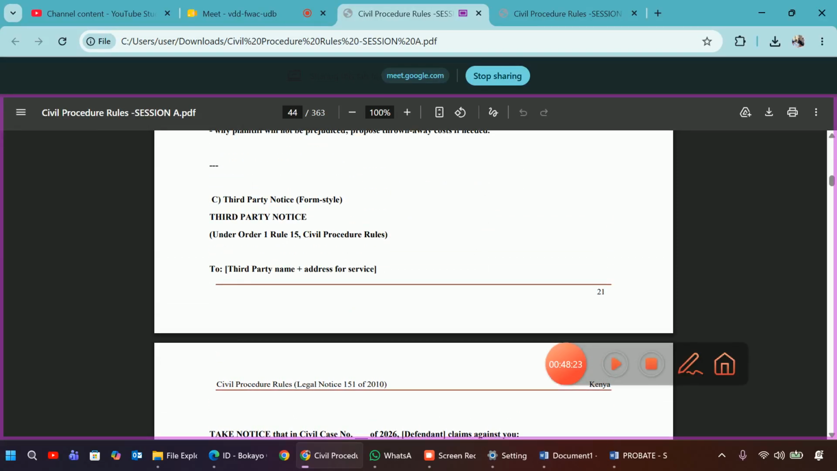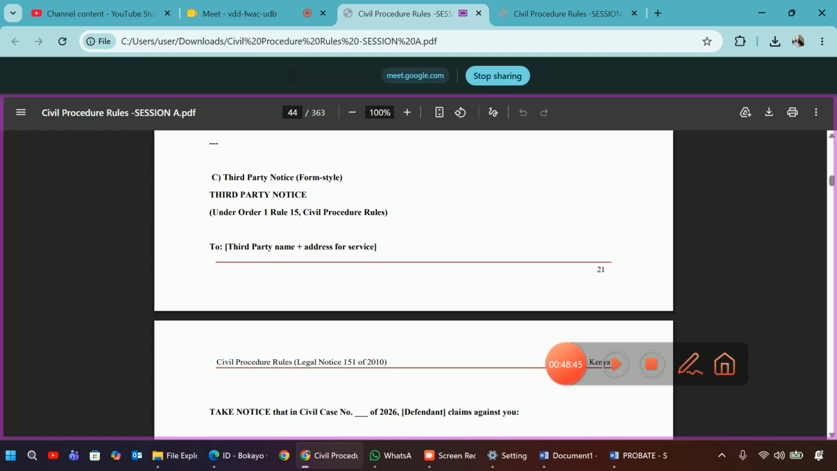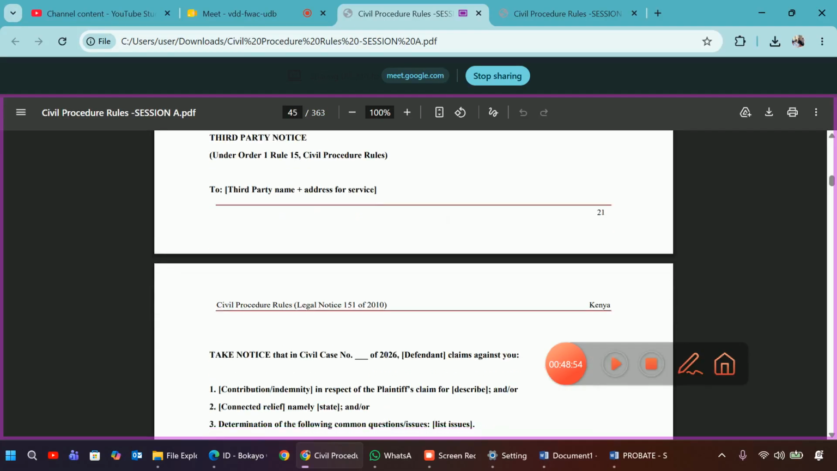How will this third party notice appear? Okay, at times an examiner can give you a 15 or a 10 marks question, then you wonder why the 10 marks and yet you know you'll just draft an application. So the examiner may be wanting you to draft a third party notice. Third party notice will appear as follows. First is the title under Order 1, Rule 15 of the Civil Procedure Rules. To whom is it being addressed? To the third party that you are proposing to bring.